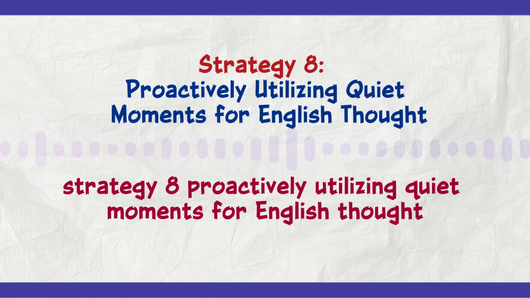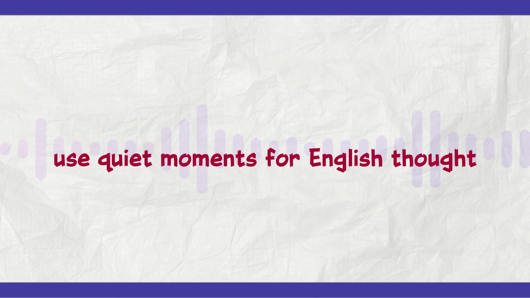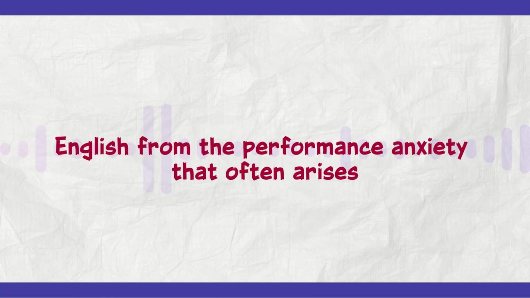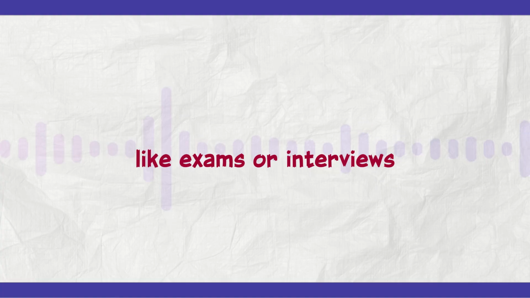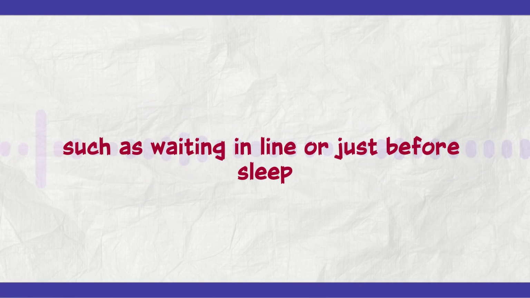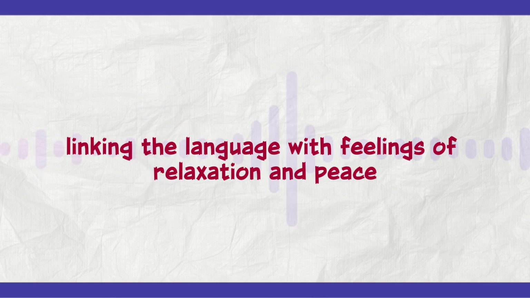Strategy 8. Proactively utilizing quiet moments for English thought. The 8th strategy is to proactively use quiet moments for English thought. This practice helps to decouple English from the performance anxiety that often arises from high-pressure situations like exams or interviews. By deliberately thinking in English during calm moments, such as waiting in line or just before sleep, you create positive emotional associations, linking the language with feelings of relaxation and peace.